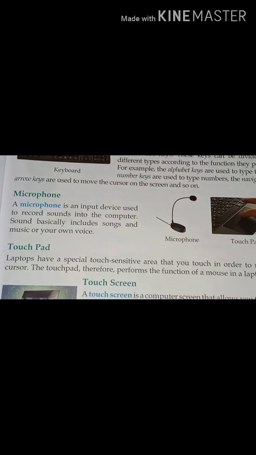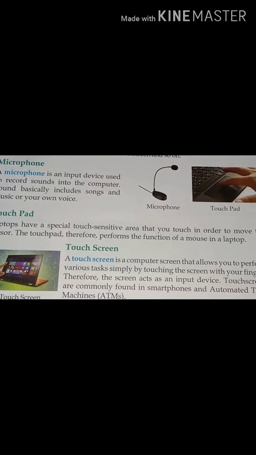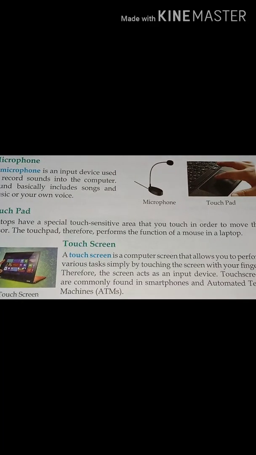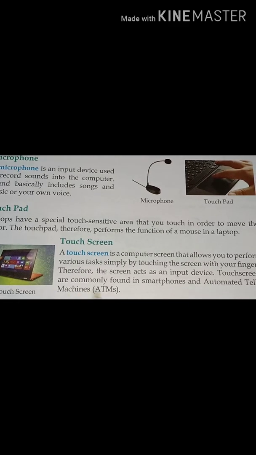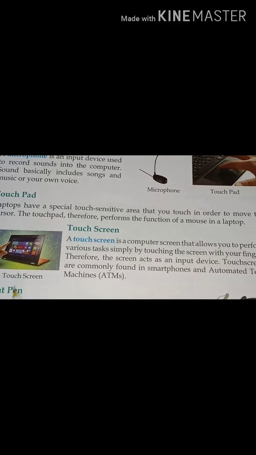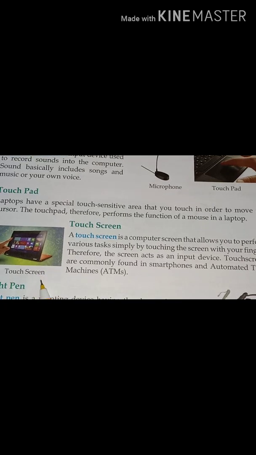Next, touch screen. What is touch screen? We all are using Android phones, and all the Android phones are touch screen. A touch screen is a computer screen that allows you to perform various tasks simply by touching the screen with your finger. Therefore, the screen acts as an input device. Touch screens are commonly found in smartphones and automated teller machines, that is ATMs. Here you can see the picture of touch screen.